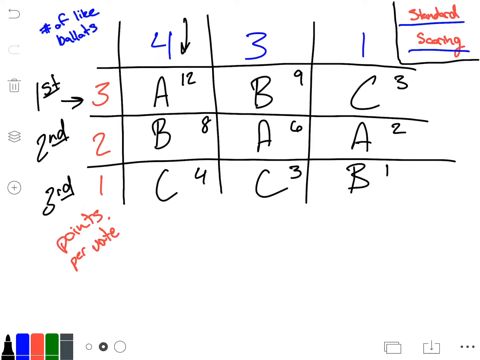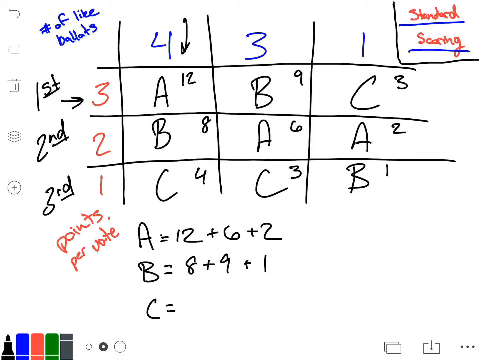From here, we want to tally up the total number of points for each candidate, or letter in this case. So A had 12 points in the first column, 6 in the middle, so we're just going to add them together. And then 2 in our final column. We'll worry about the addition in a second. I want to go ahead and get all of our letters together. So for B, there were 8 points in the first column, 9 points in the second, and then 1 point in the third. For C, there's 4 plus 3 plus 3.